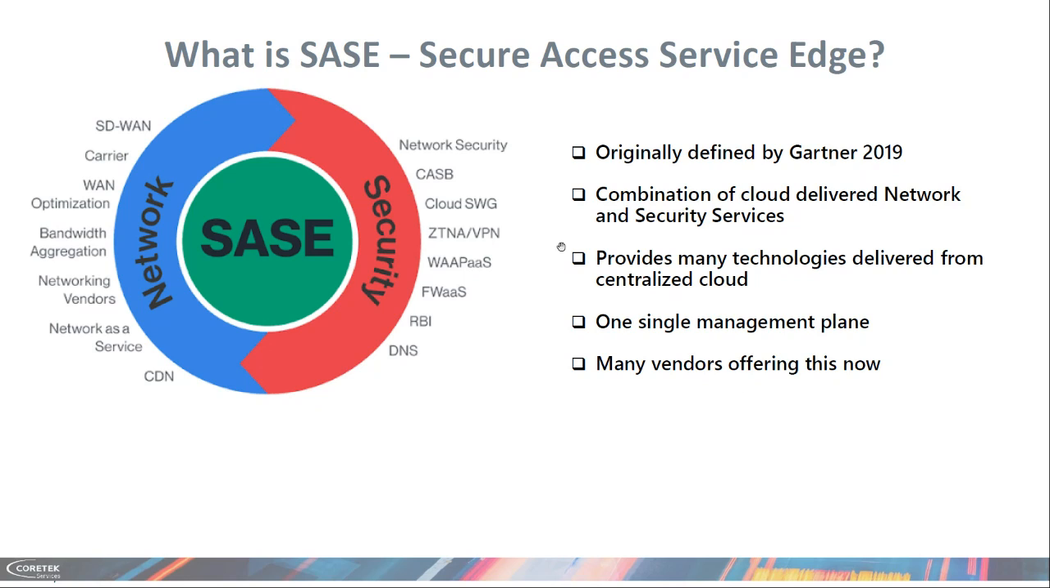You can see in the chart here that SASE is comprised of a convergence of wide area networking, some of the WAN services, and the network services itself, like CASB, firewall as a service, and zero trust, and it puts it all together into a single cloud delivered service model.